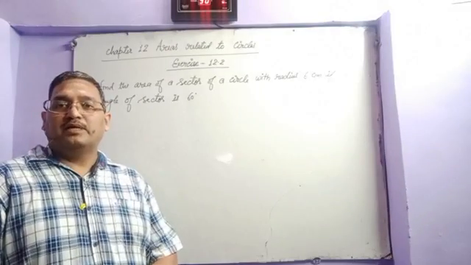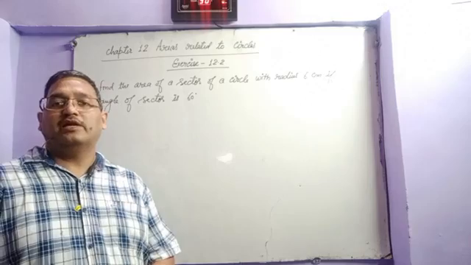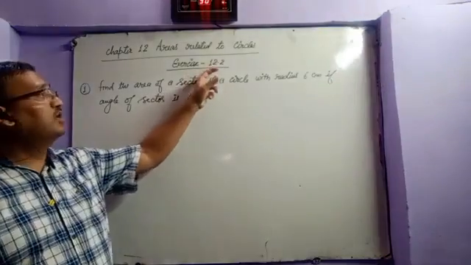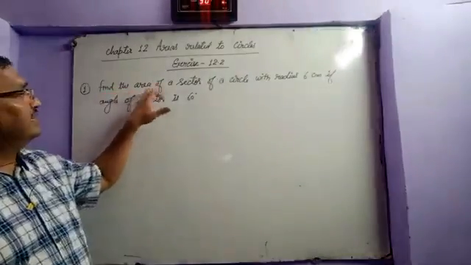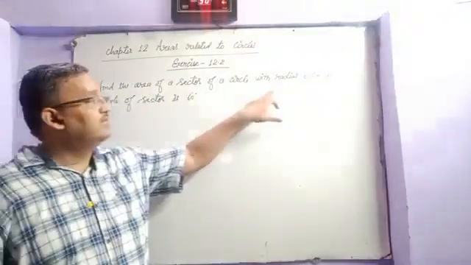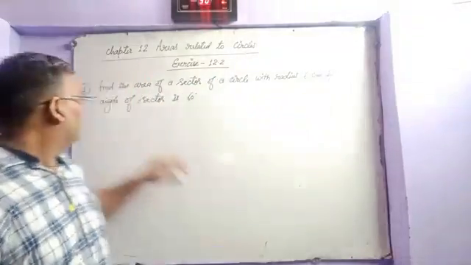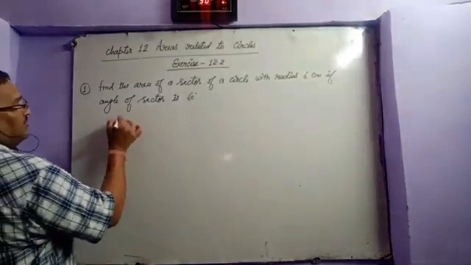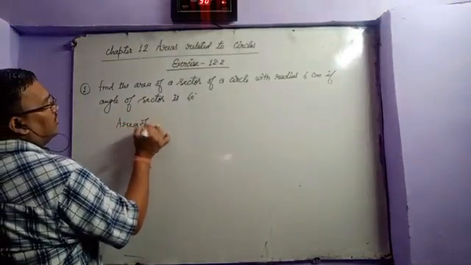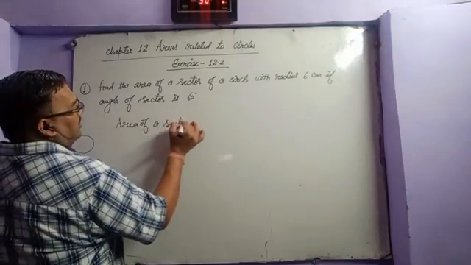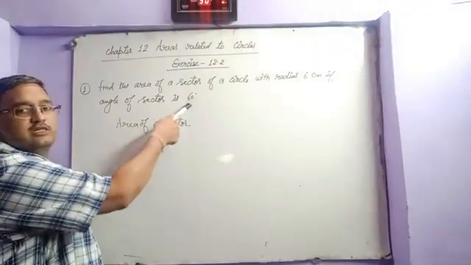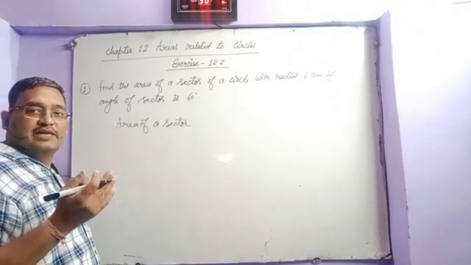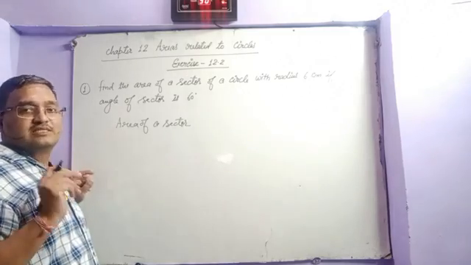Now how will we implement these formulas of the area of a sector? I have written a question from exercise 12.2, question number 1. Find the area of a sector of a circle with radius 6 cm if the angle of the sector is 60 degrees. So we will write the formula for the area of a sector. Since the angle is 60 degrees, it is a minor sector. An angle more than 180 degrees is known as the major sector.